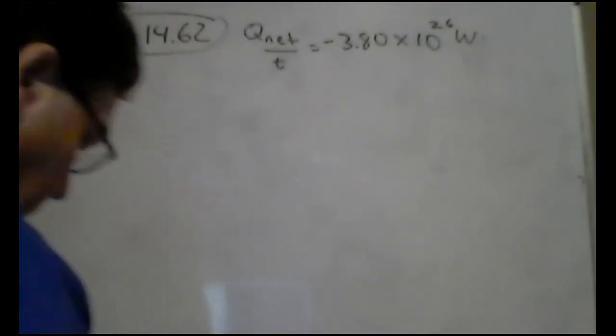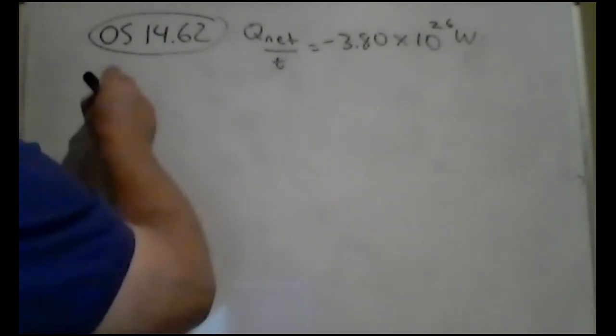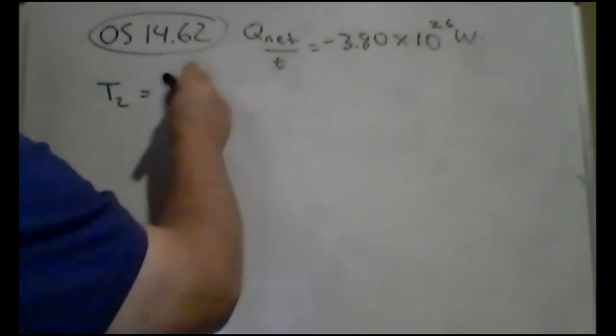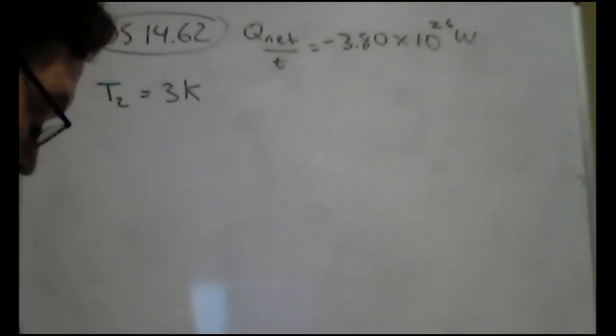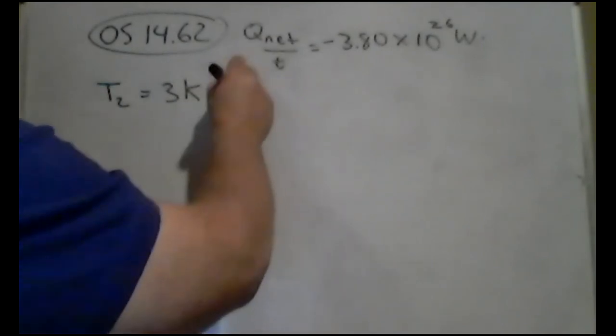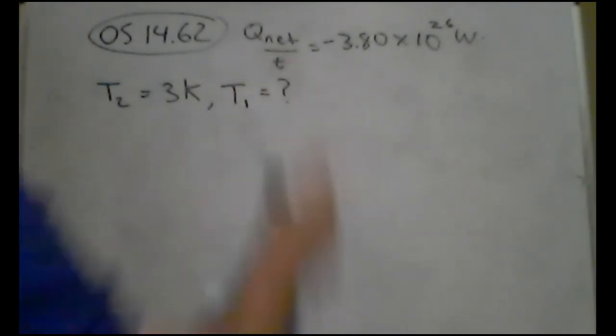Now, we know a few other things. We know that what we would refer to as temperature T2 is just 3 Kelvin. It's already given to us in Kelvin. It's very, very cold, just 3 Kelvin above absolute zero. We want to find T1. We're being asked, what is the temperature of the sun?